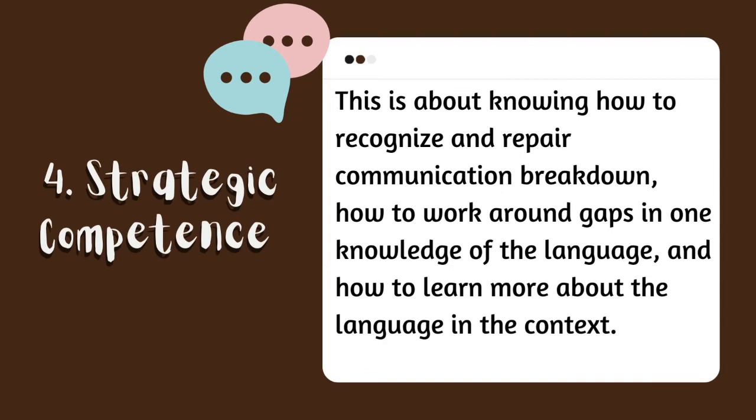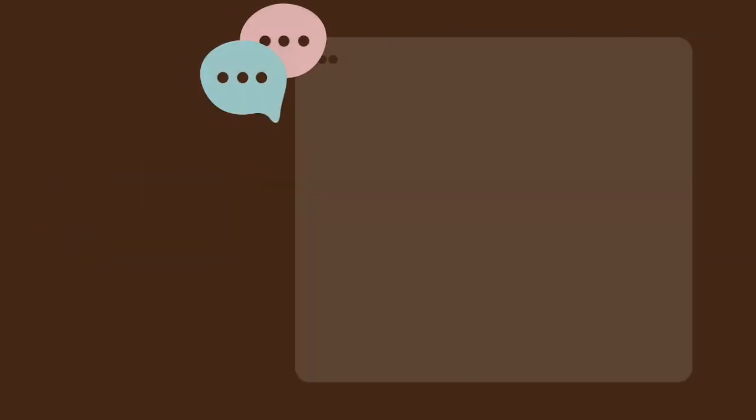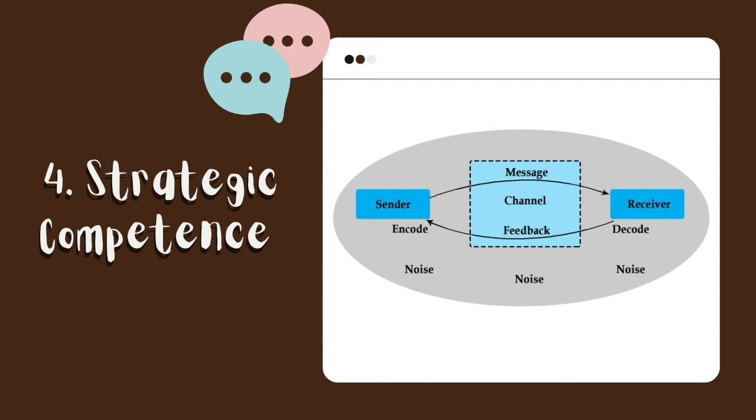The last one is strategic competence. This is about knowing how to recognize and repair communication breakdown, how to work around gaps in one's knowledge of the language, and how to learn more about the language in context. This includes paraphrasing, appeal for assistance, coinage, gesture, and filling gaps. It is also concerned with such performance factors as coping with the nuisance of background noise or using gap fillers.